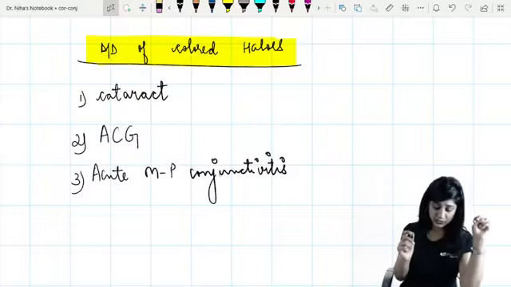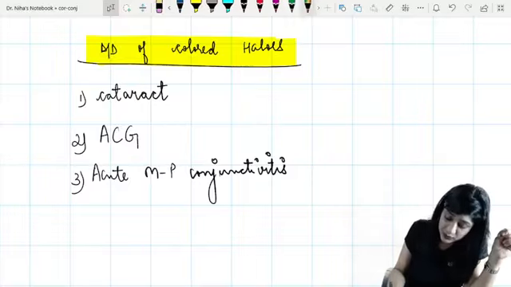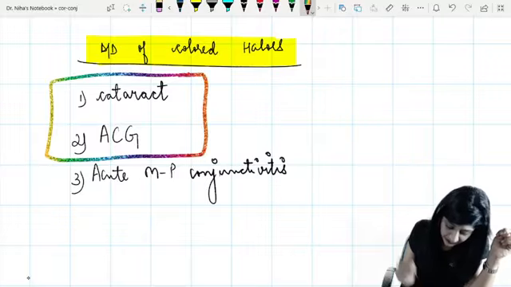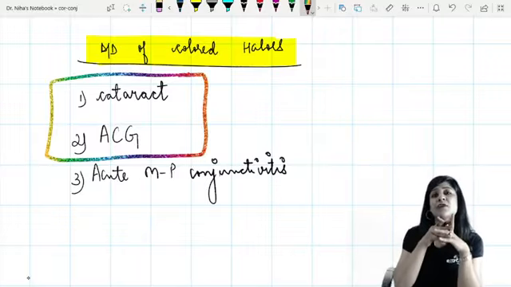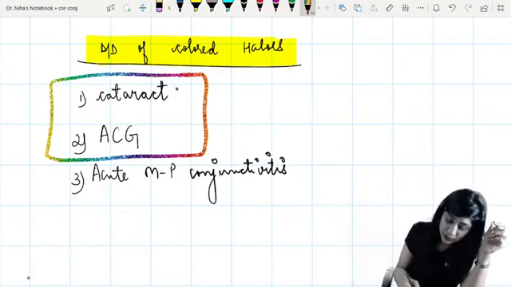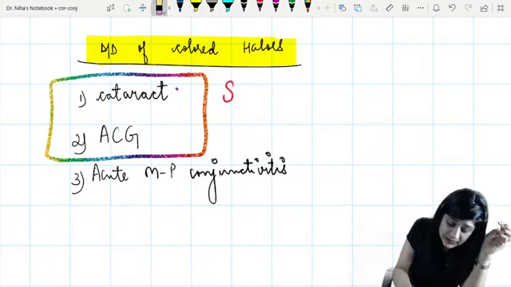Now, second important thing, what is a test that we can do to differentiate between the colored halos of cataract and acute congestive glaucoma? If I want to differentiate whether the colored halos are due to cataract or acute congestive glaucoma, then we do the stenopic slit test.